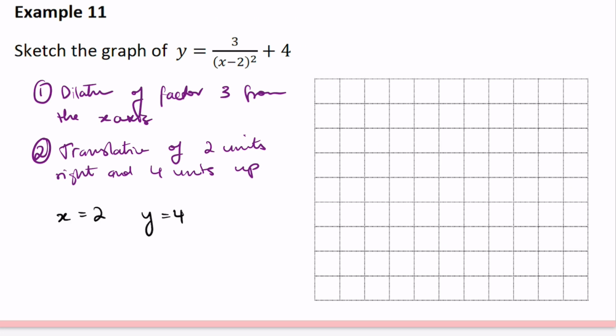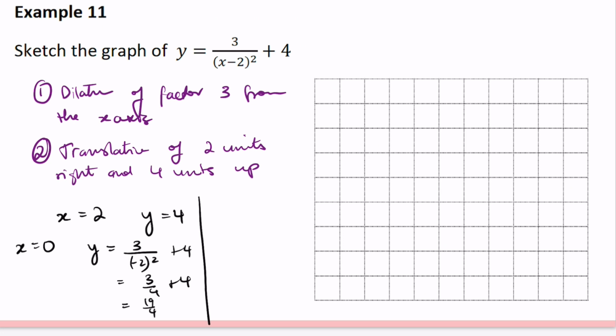We should also find any intercepts. So I'll start with my y-intercept, so I'll make x equal to 0. So that'll be 3 on negative 2 squared, plus 4. That will mean that's 3/4 plus 4. 4 times 4 is 16, plus 3 is 19. So our y-intercept is 19 on 4.